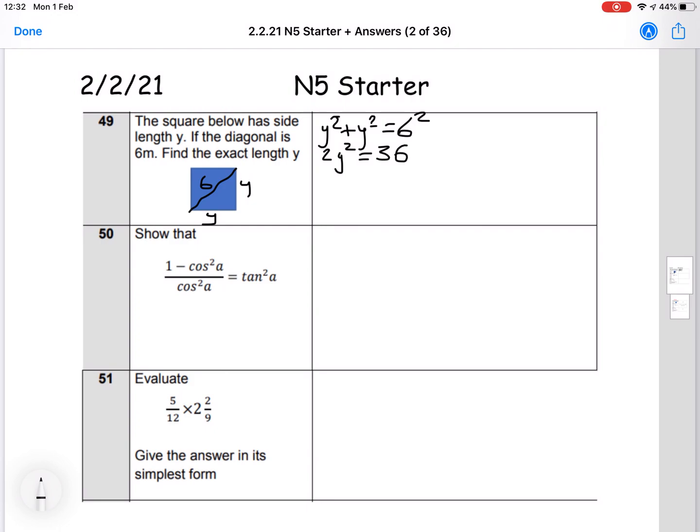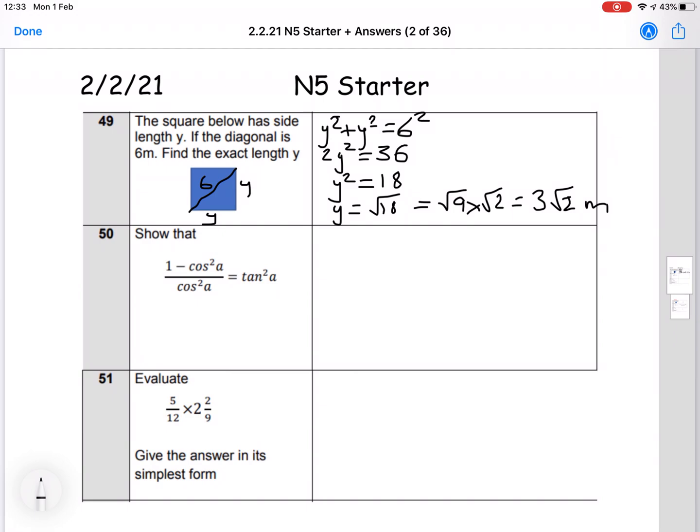And now we're just solving the equation for y. So we would divide both sides by 2, so that's going to give us y squared equals 18. And then we would square root both sides, so y will be equal to root 18. Now we can go further with root 18 and simplify that down. That's a third, so we can simplify that into root 9 times root 2, which goes right down to the final line as 3 root 2, and it's a length, so it's metres.